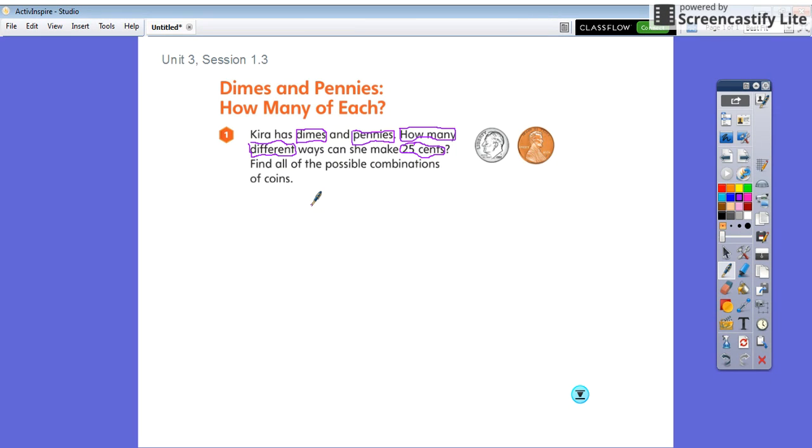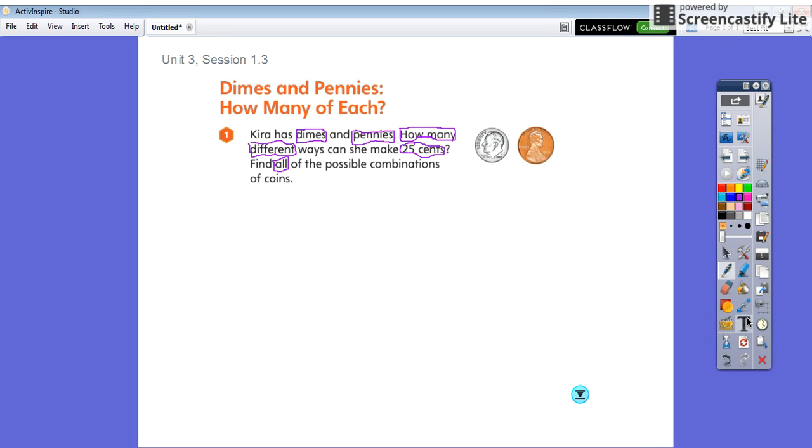Find all the possible combinations. I'm going to box "all." Okay, it's not just one way. It's going to be more than one way, as many as I can find. Find all of the possible combinations of coins.